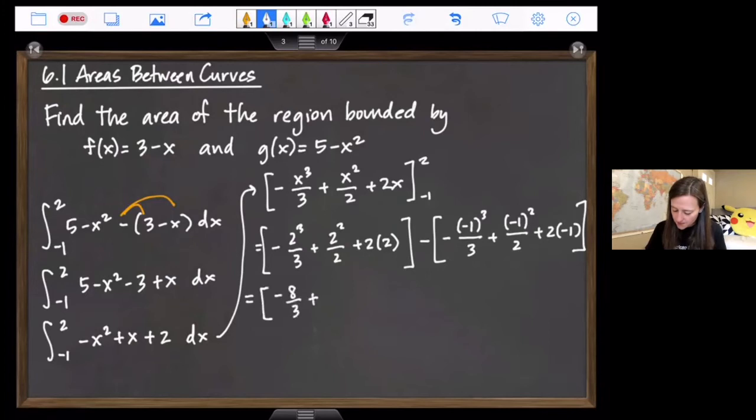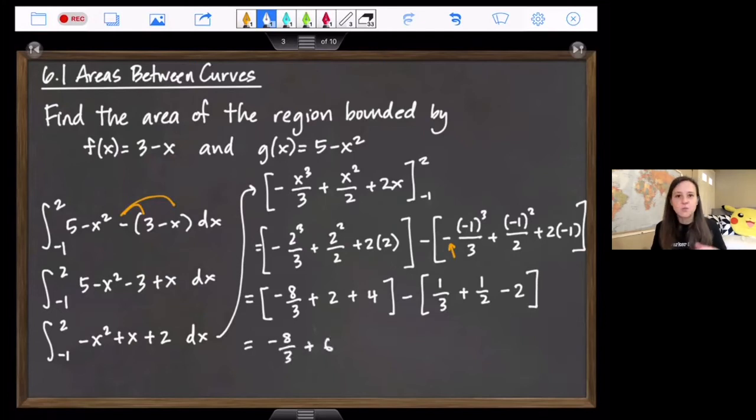All right, so in the first set of brackets, I've got -8/3. That's going to be 4/2, so that's just 2 plus 4. And then in the second set of brackets, let's keep track of our negatives here. So I've got -1 cubed, that's going to be a -1, but then that's going to cancel out with this negative here. So that term is going to be positive 1 divided by 3. Then I've got -1 squared, that's a positive 1, so I'll have +1/2. And then 2 times -1 will be -2.